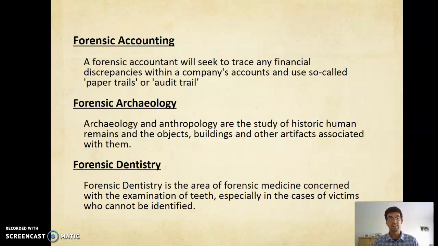Forensic archaeology, archaeology and anthropology are the study of historic human remains and the objects, buildings, and other artifacts associated with them.